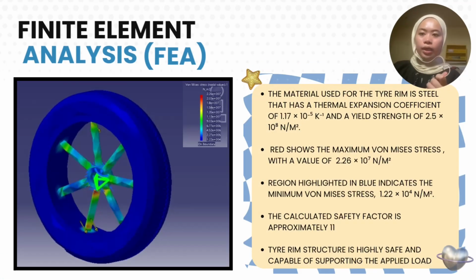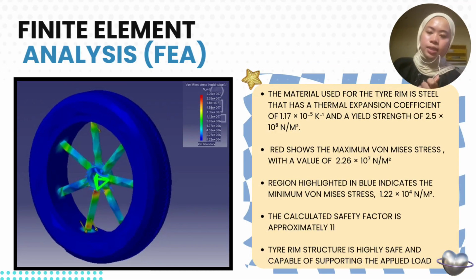So the other part that we have done analysis on is the tire of the rear wheel. Why we have chosen this is because it is a critical part for the wheel to carry the overall load of the wheelchair. The same material is used for the tire rim, which is steel. It has a thermal expansion coefficient of 1.17 times 10 to the power of -5 per K and a strength of 2.5 times 10 to the power of 8.